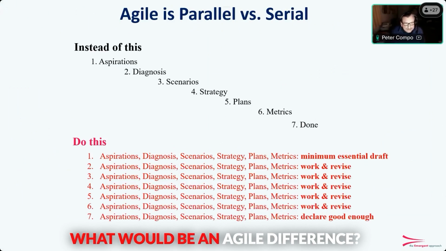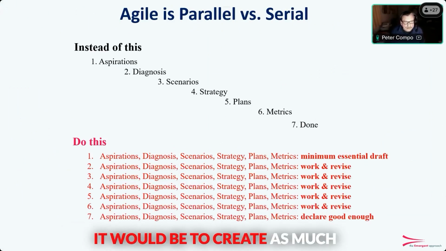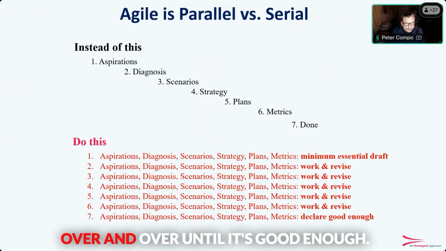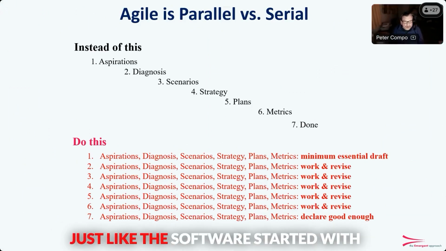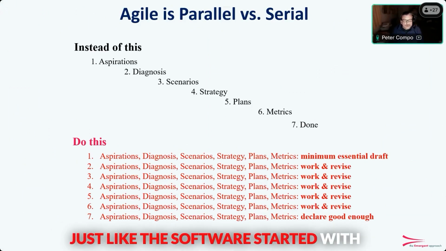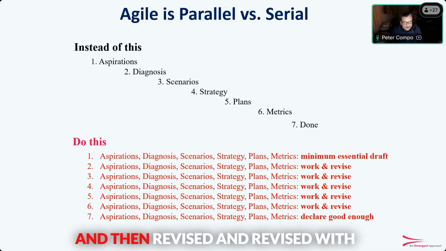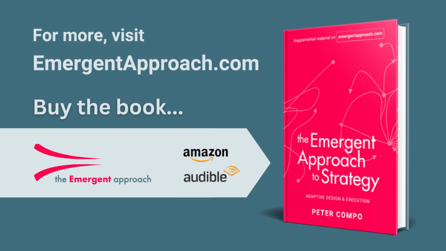What would be an Agile difference? It would be to create as much of the framework as you need to think about it as a whole, a minimum essential draft, and then work and revise that draft over and over until it's good enough. Just like the software started with a minimum essential working app, and then revised and revised with customer feedback, people using it until it was good enough.